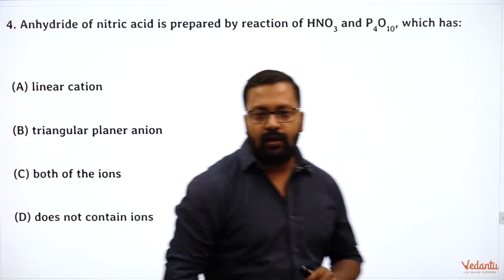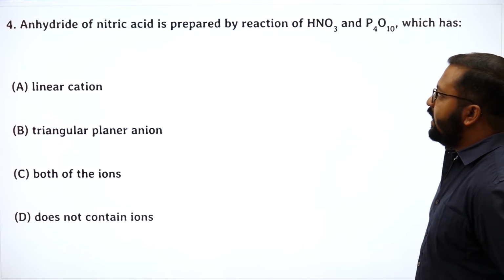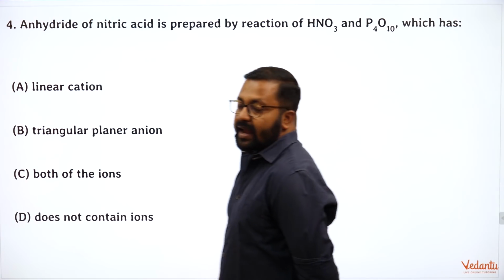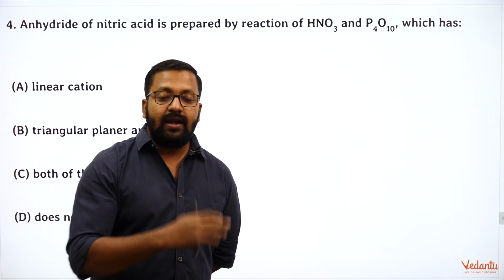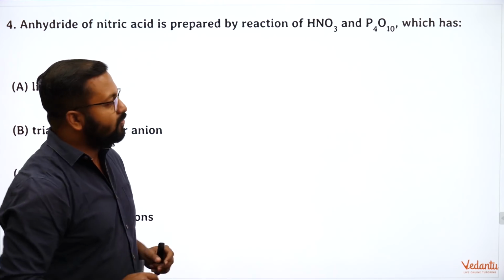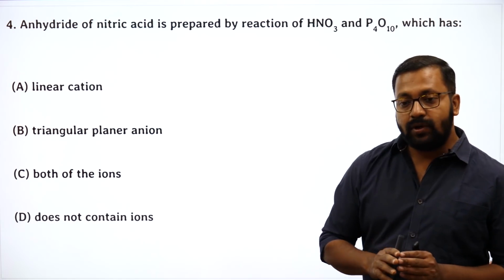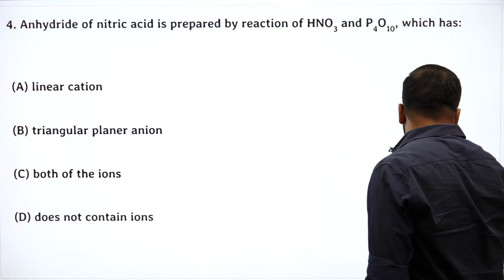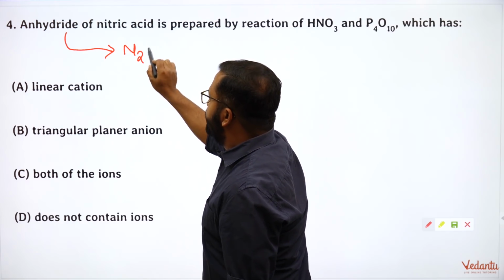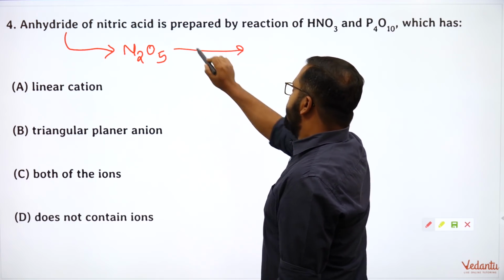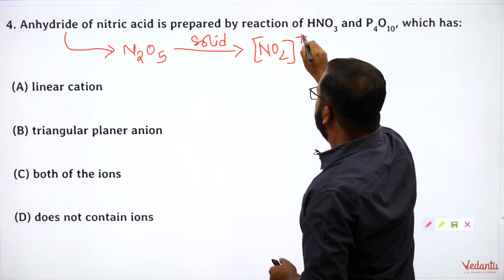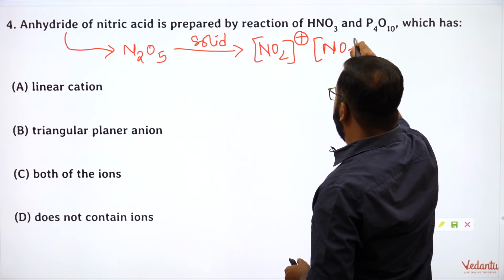Anhydride of nitric acid is prepared by the reaction of HNO3 and P4O10. P4O10 is used as a dehydrating agent. So I take HNO3, it dehydrates HNO3 and will form its anhydride. The anhydride of HNO3 is, my dear students, N2O5. Okay, so anhydride of nitric acid is N2O5, which in the solid state is NO2 plus and NO3 minus.